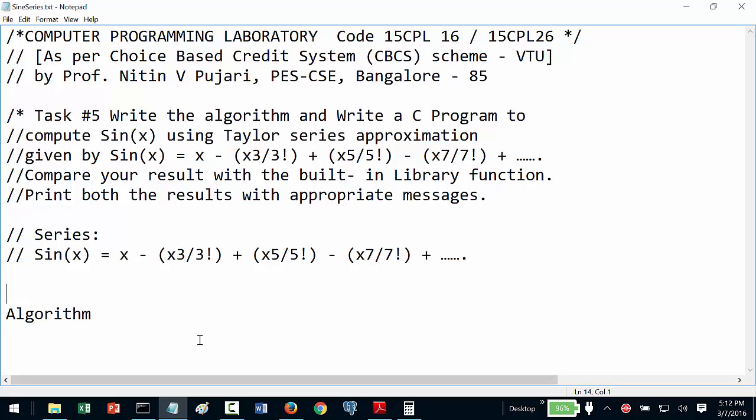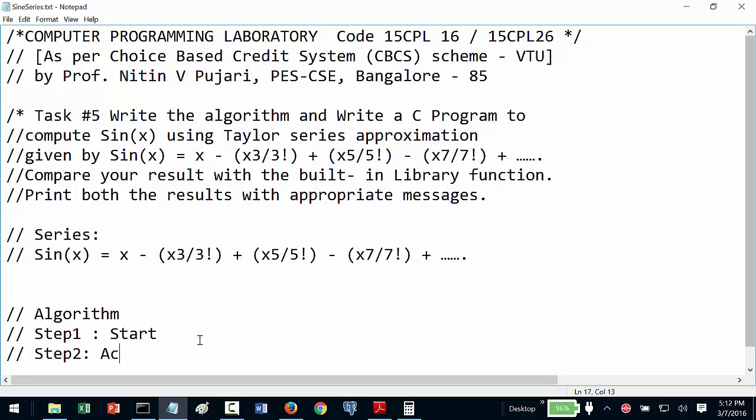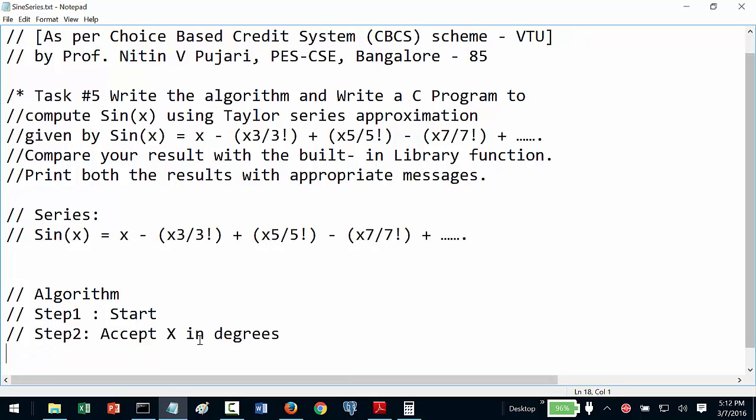In the algorithm, our first step is step 1, as usual, start. Step 2, accept x in degrees. There are 3 ways of handling it. Either you can ask for the number of terms, or you can also ask for the accuracy. So we'll ask for the number of terms. The more the number of terms, the more the accuracy.